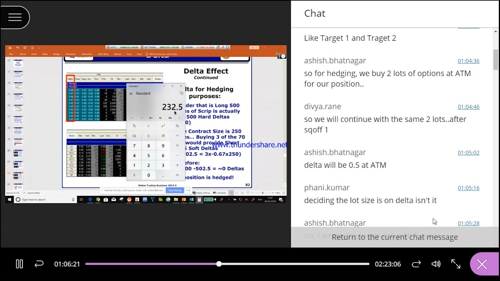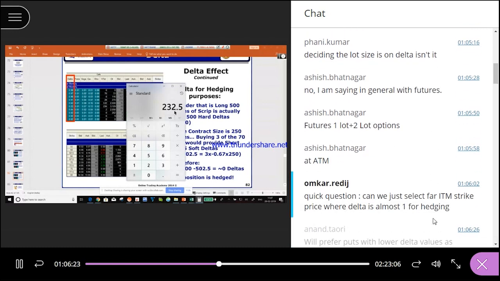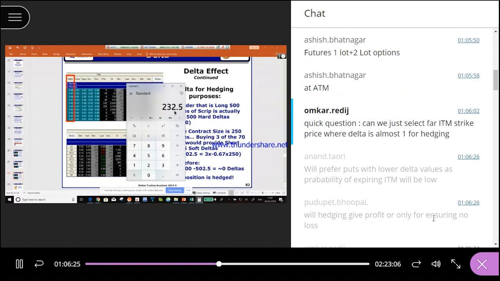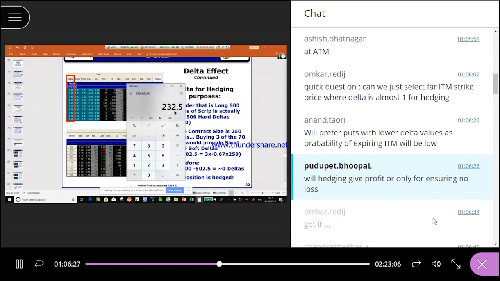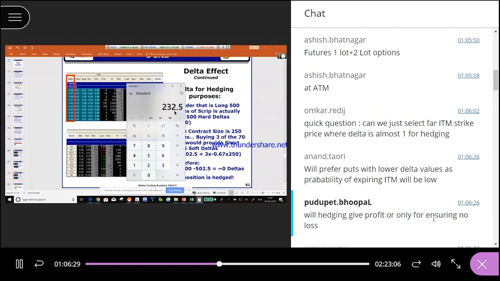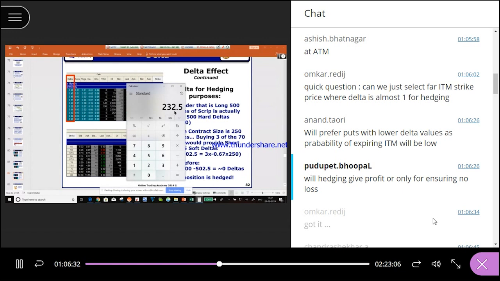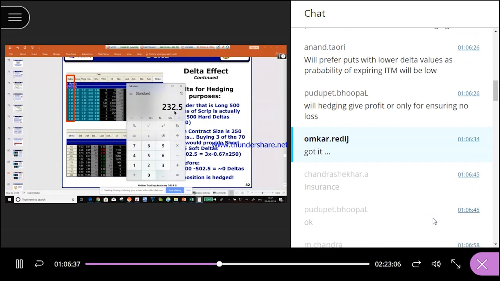No, Omkar, that doesn't make sense. Because when you select far in the money options, getting in and getting out becomes very difficult because the spread is very huge. Hedging will only ensure that your capital is protected. It does not give you any profit or anything else.